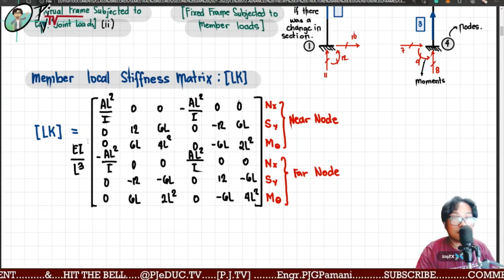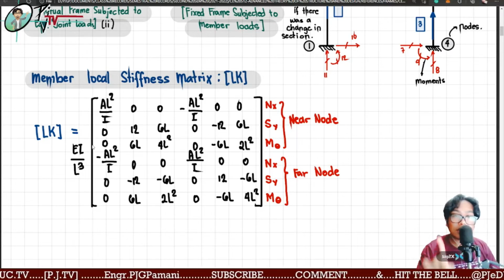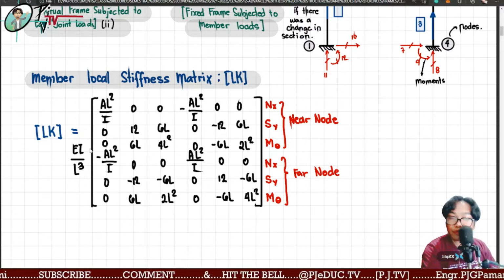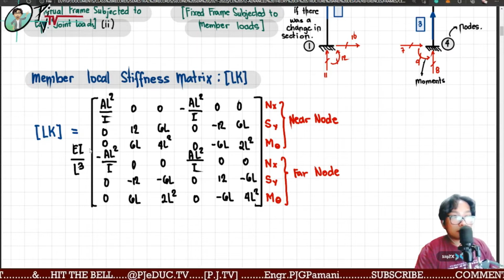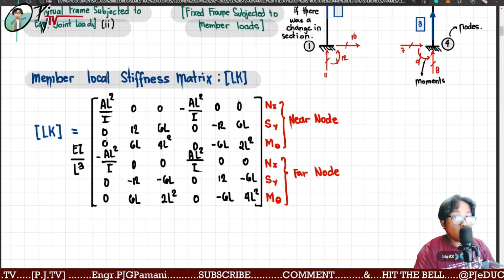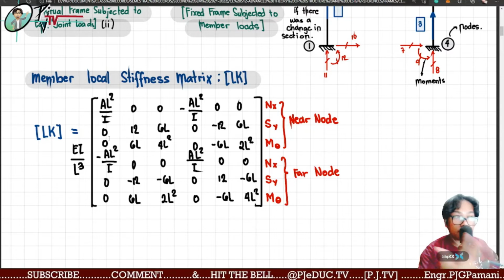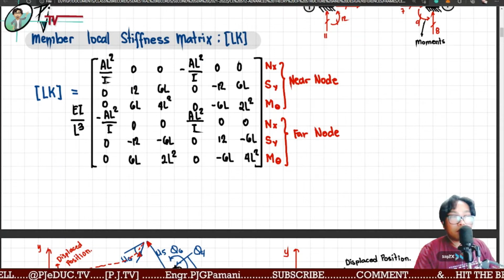Okay, so this will be our general formula for our local stiffness matrix on a frame using the matrix stiffness method. Again, this is the matrix stiffness method using fixed end moments, no? But it will differ later on if we're going to use the approximate method. So with the member local stiffness matrix, ito yung ating local stiffness matrix using MSM on frames, whether they are inclined, horizontal, or vertical. Okay? As you can see here, we have the area of the section, the length of the member, and the moment of inertia, I.